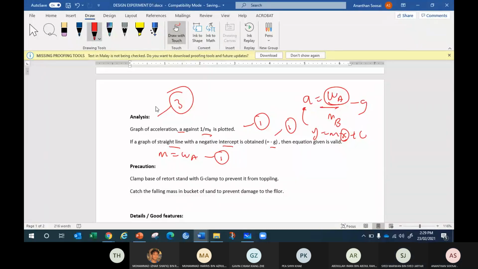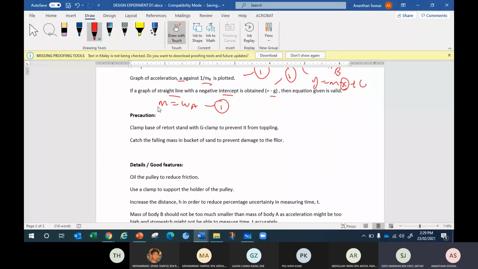Okay. Next. So precaution. Okay, what is the safety precaution? Anything with mass, you can say catch the falling mass by using a bucket of sand. Here there are 2 given, but marks are only given for 1, only 1 for safety.